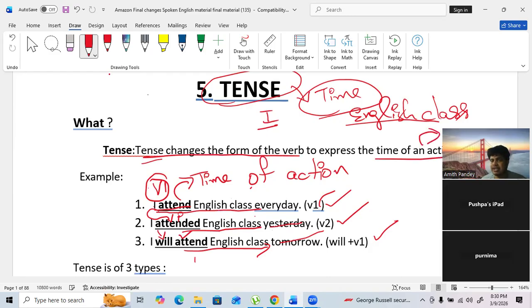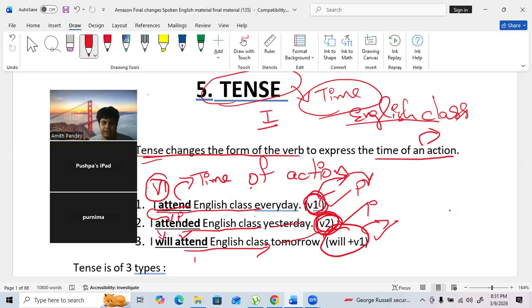If you want to change the time of the action, I mean, if you want to go from present to past, simply change the V1 to V2. So that is a simple example about tense. If you want to tell about the past time, you have to use V2. If you want to tell about the future time, you have to use will plus V1. So only one thing you need to remember: verbs. If you change the verb, the time will change. This is the simple definition of tense.